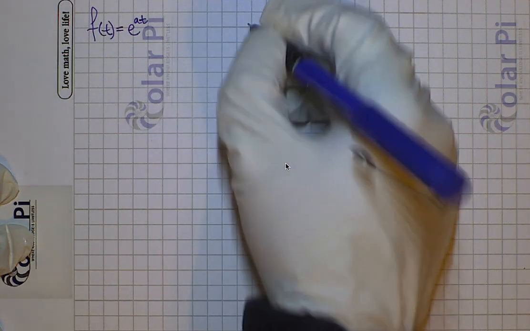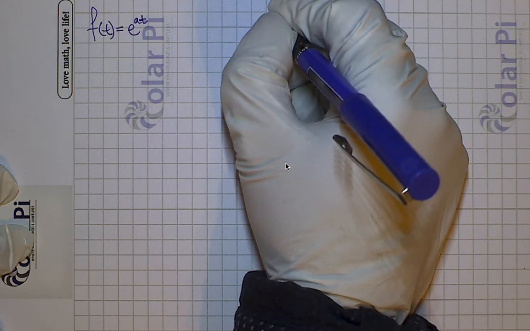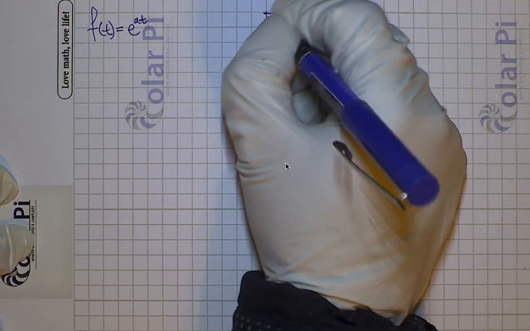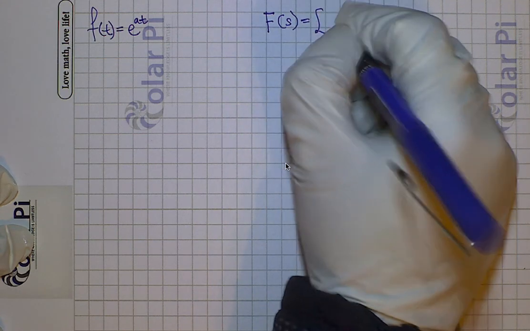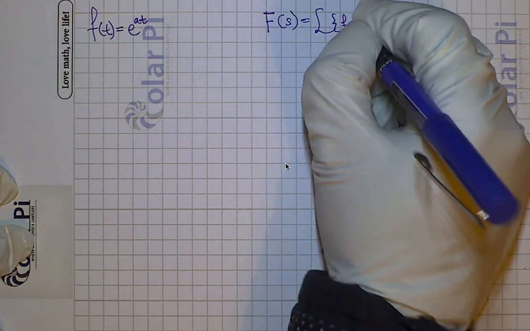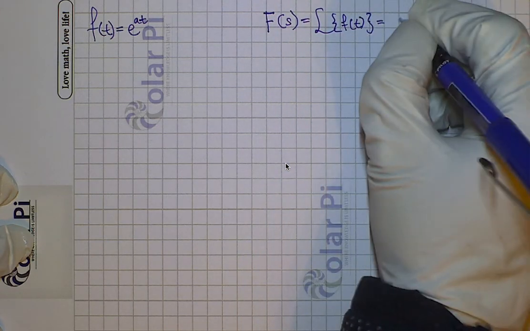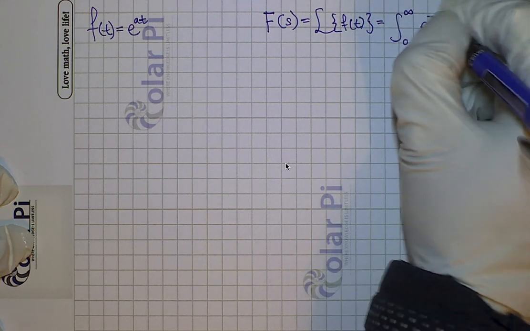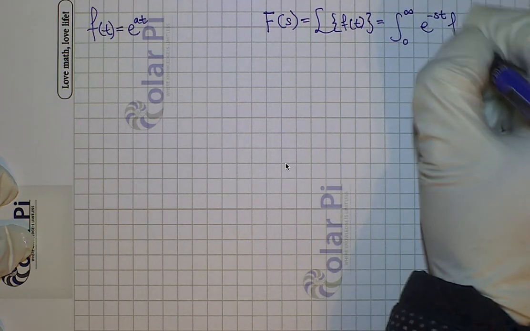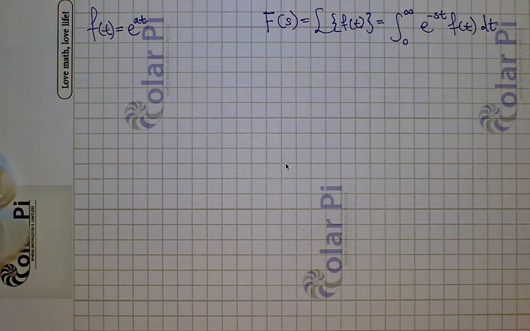So let's start with the definition. Remember, for any function f of t, the Laplace transform is given by capital F of s, also denoted by L of f of t, and it's equal to the integral from 0 to infinity of e to the negative st times f of t dt. Okay, so that's the Laplace transform for any function, and that's how we define it.